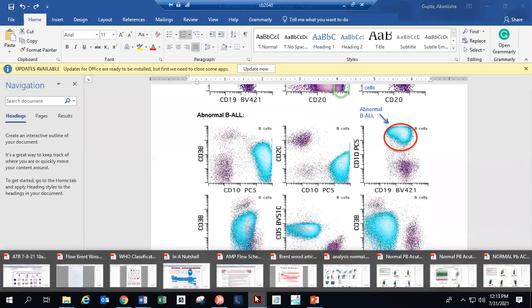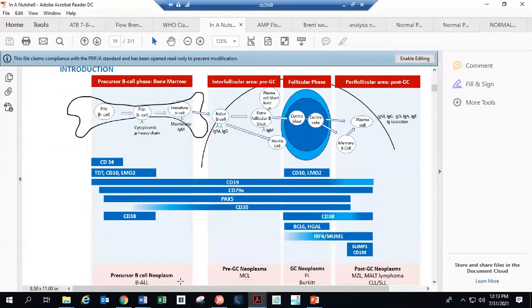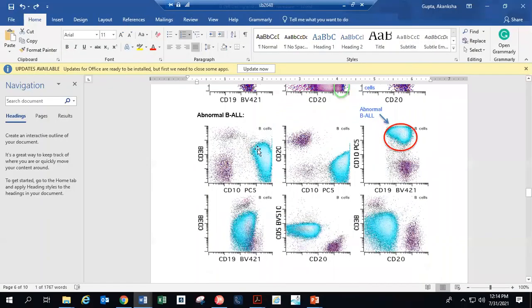So again, we were coming to this. We can see that CD38 can be present in some of the immature B cell blasts as well. CD19 is present, though it is a little dimmer than in the normal B cells. So this is your normal B cells, and you can see that this is your normal B cells.